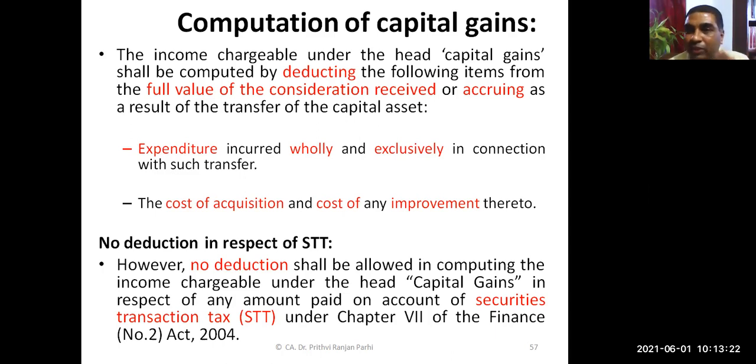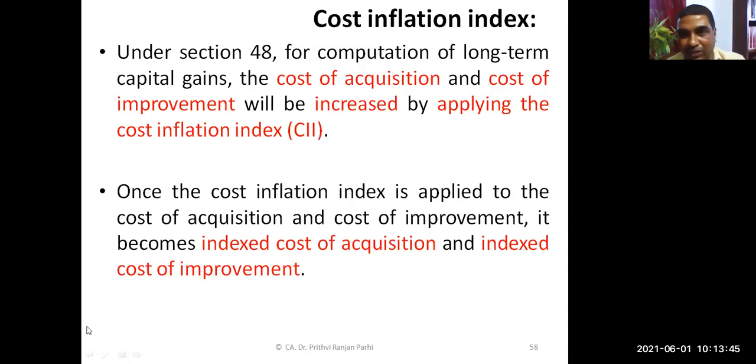When listed securities, let us say shares, bonds, etc., are transferred, a securities transaction tax is collected. That may be for the purpose of transfer, but that amount will not be deducted. It is a specific provision that STT will not be deducted. Other costs in connection with the transfer shall be deducted, but securities transaction tax will not be deducted. Okay, I think you have understood this.